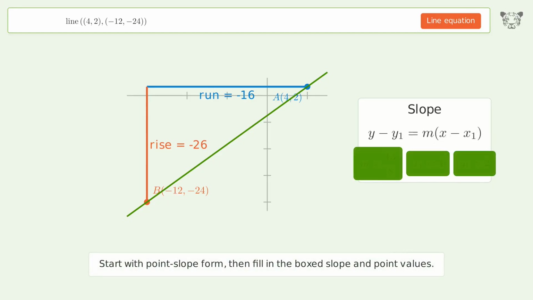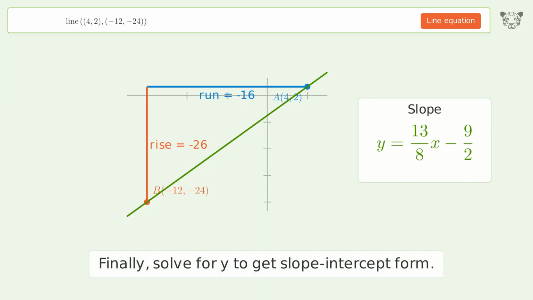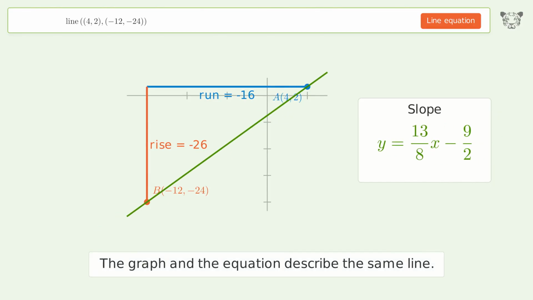Start with point slope form, y minus y1 equals m times x minus x1. Then fill in the boxed values, slope is 13 over 8, x1 is 4, and y1 is 2. That gives the specific point slope equation for this line. Finally, solve for y to get slope intercept form. The graph and the equation describe the same line.